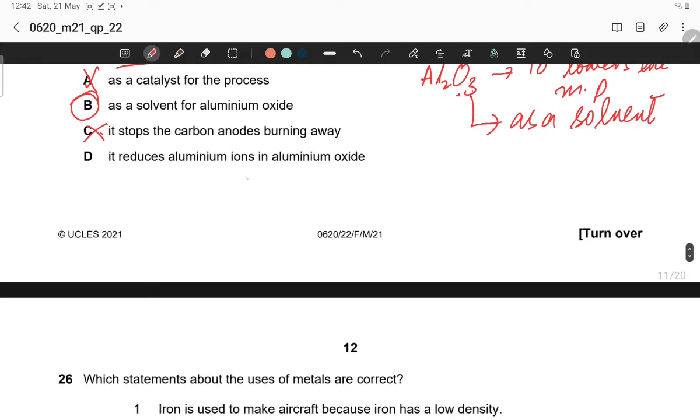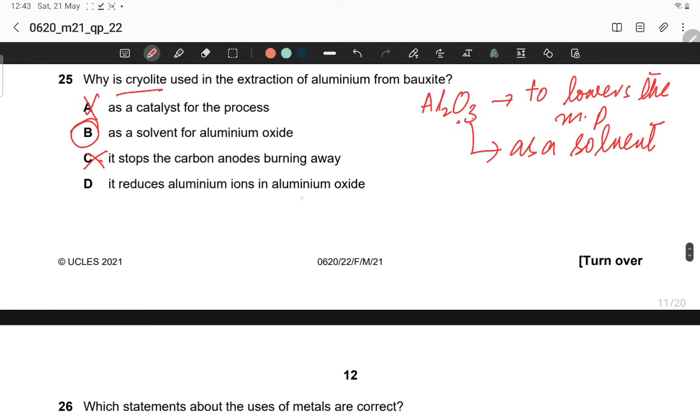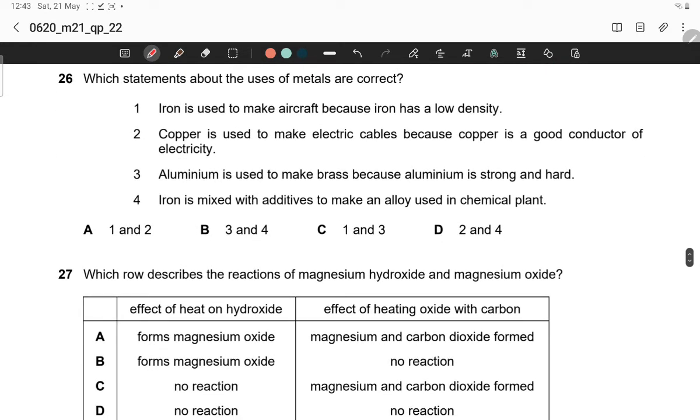It reduces aluminium ions in aluminium oxide. No, it is not used as a reducing agent. It is just to lower the melting point and used as a solvent. So this is incorrect. Which statement about the uses of metals are correct?